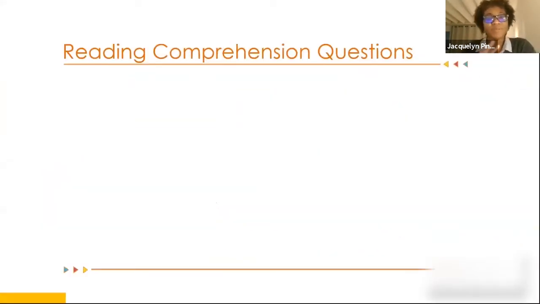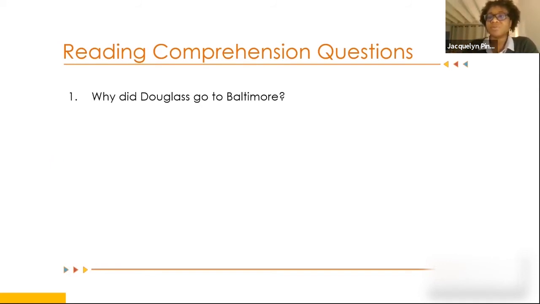All right, so now we have some reading comprehension questions. So I hope as you were reading, and you probably read it faster than me, which is fine, right? I read it slowly to help you engage in the text and also to help model what types of questions or things you should be saying as you're reading so that it's easier to answer these questions. So why did Douglas go to Baltimore? Answer for yourself. Do you remember? Do we need to go back to the text? Let's go.